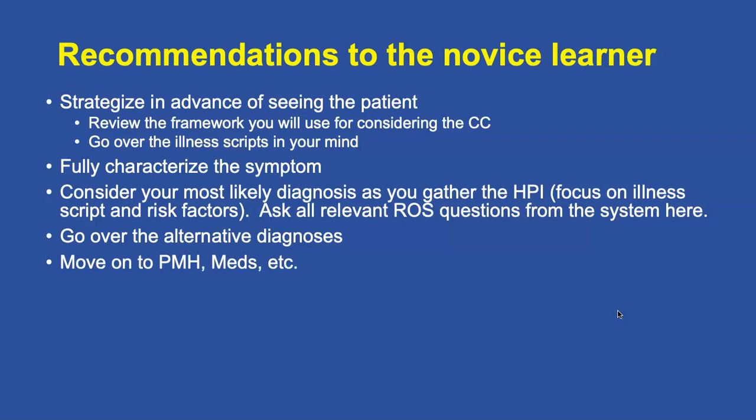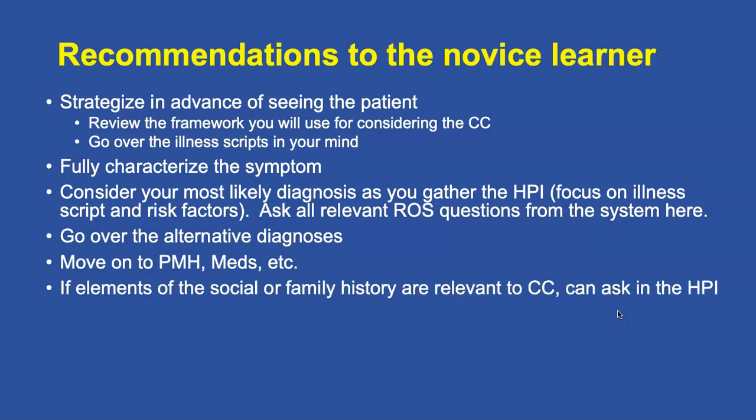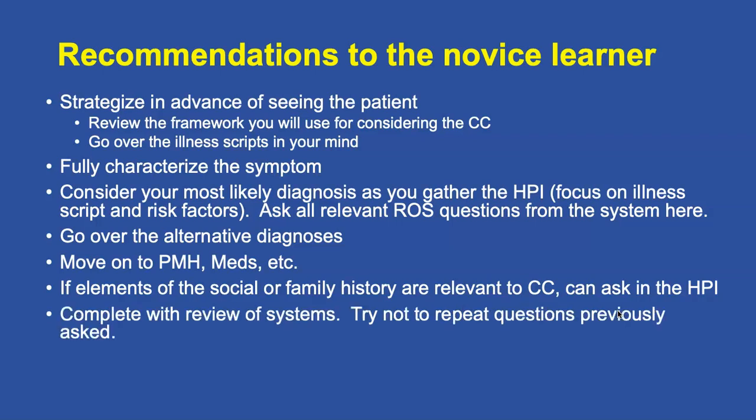At that point, once I have considered my alternative diagnoses, I then move on to the past medical history and surgical history, the medications, and so on. If the elements of the social or family history are relevant to the chief complaint, I may choose to ask that in the HPI. I then complete the interview with a review of systems, trying my best not to repeat questions that I previously asked. That way, the patient does not get the impression that I have not been listening to them.